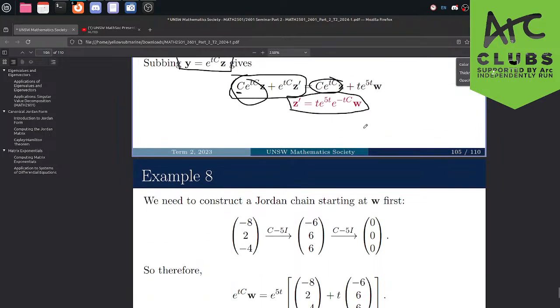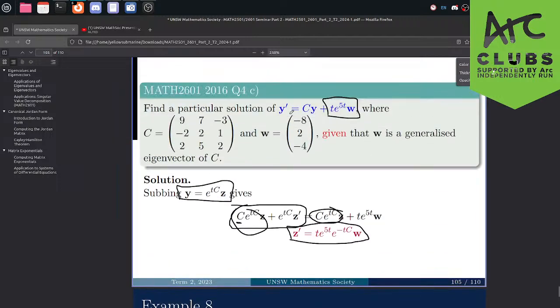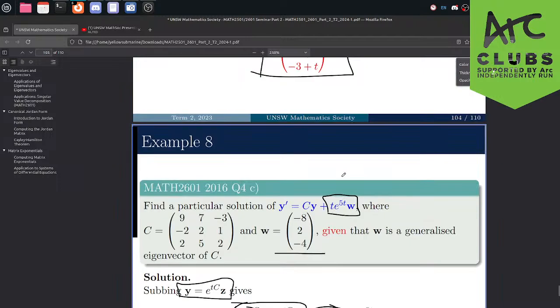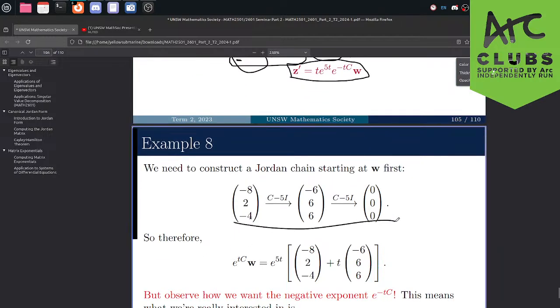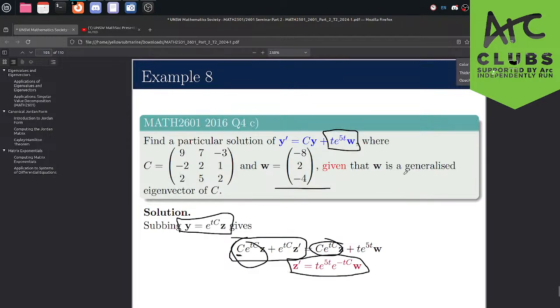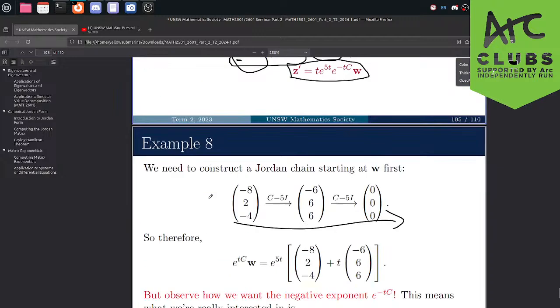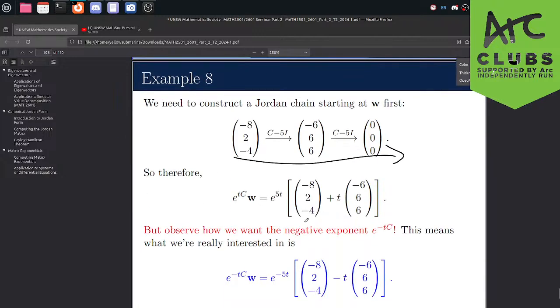So w is a Jordan chain vector, given that it's a generalized eigenvector. So you find its Jordan chain because you know it's a generalized eigenvector, so that's very nice. Knowing that it's a generalized eigenvector, we can use the cool way to multiply it out. Except this is how you multiply e^tc times a vector w. In this case, we have e to the negative tc.